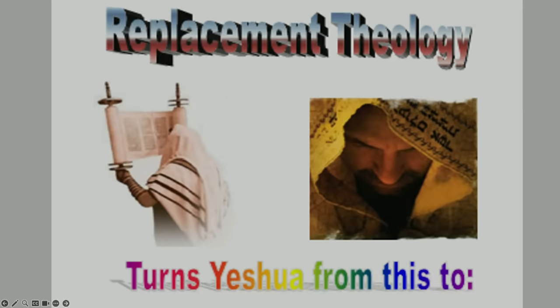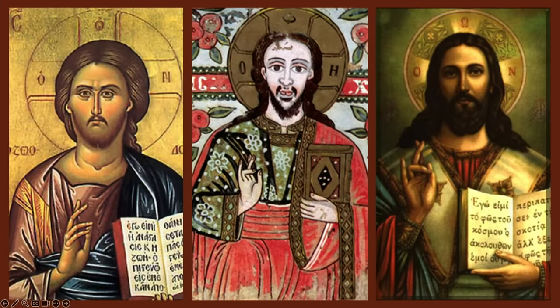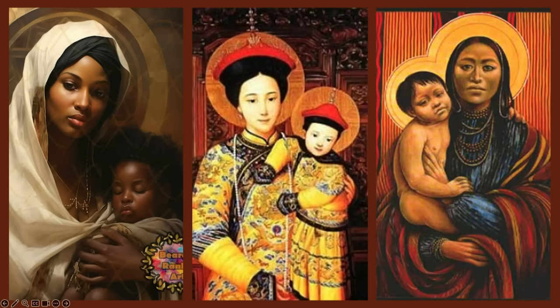First, I'm going to break in with this. This is the problem with replacement theology. It turns Yeshua from this into this. And then we wonder why the Jews don't recognize him. How about, can he recognize his baby pictures? Here is his mother and him as a baby. Christianity tries to create God in their image rather than realizing we're all created in his image. So this is the problem. And this is why you've got to connect to the Hebraic roots.